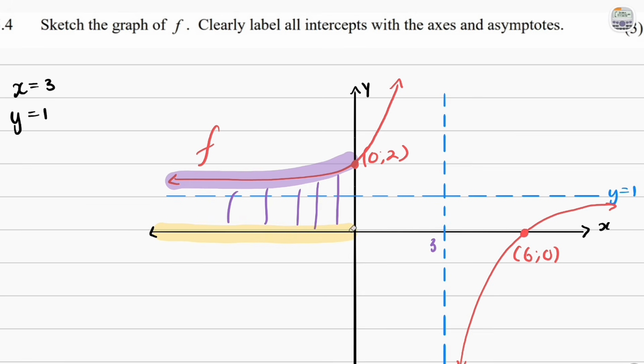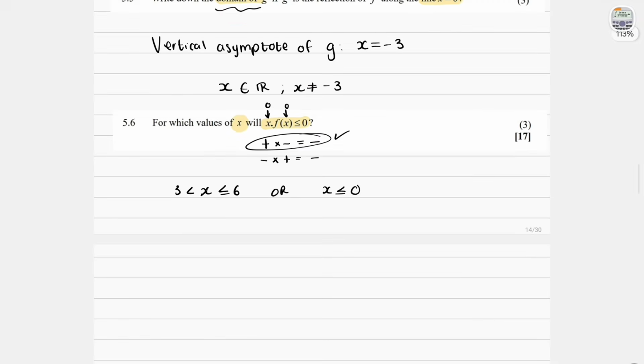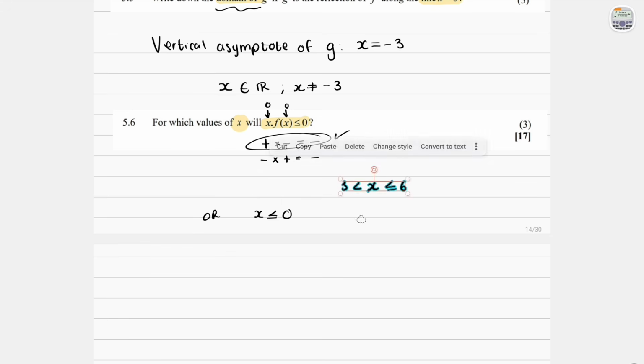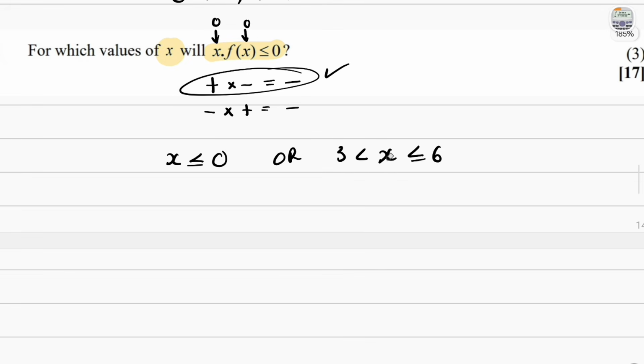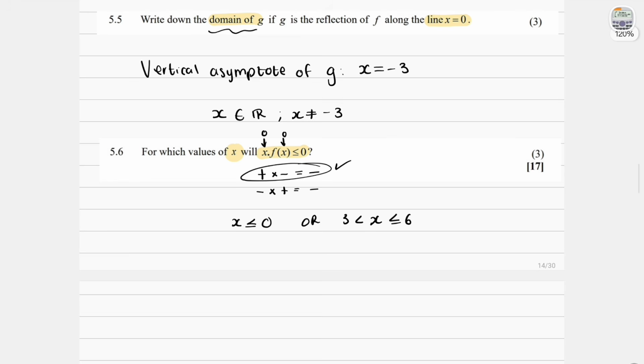So that is starting at 0, and then it's all values less than 0. So we can simply tell them here, x is less than or equal to 0. And that is our answer. You can write it the other way around since 0 comes before 3 and 6. So like that, and we can say x is less than or equal to 0, or x is greater than 3 but less than or equal to 6. And that is our answer, and that is it for question 5.